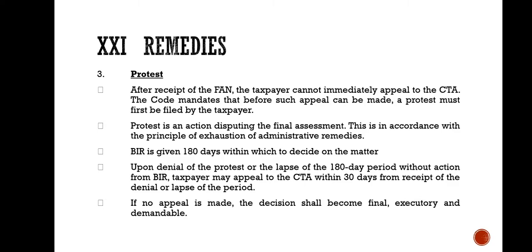Upon denial of the protest or the lapse of the 180-day period without action from BIR, the taxpayer may now appeal to the CTA within 30 days from receipt of the denial or lapse of the period. So, only when na-deny yung protest or naglapse yung 180-day period at walang action on the part of the BIR that a taxpayer may appeal to the Court of Tax Appeals. If no appeal is made, then the decision shall be final, executory, and demandable.